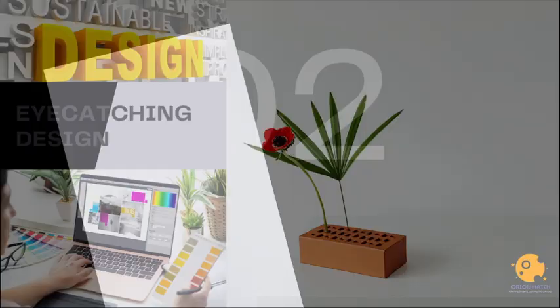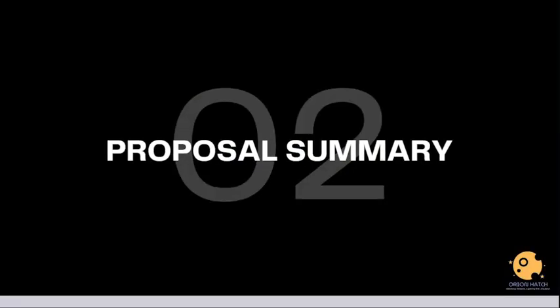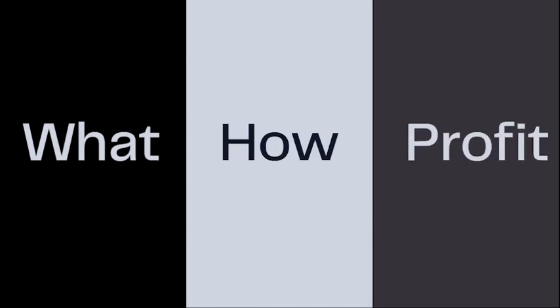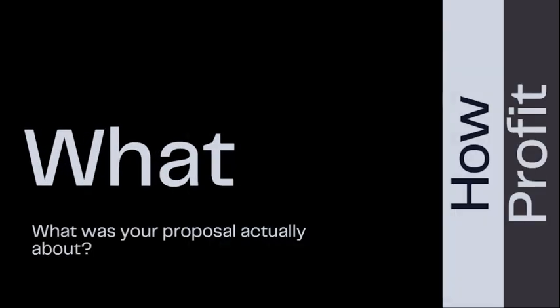Now, the next is our proposal summary. The proposal summary consists of what, how, profit. Every research presentation must begin with a clear summary of your proposal. This summary usually answers the three basic questions that I showed: what, how, profit. What is your research about, or what was your proposal actually about?